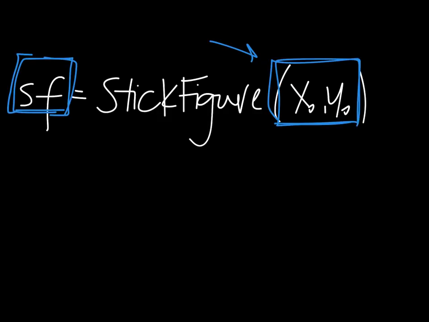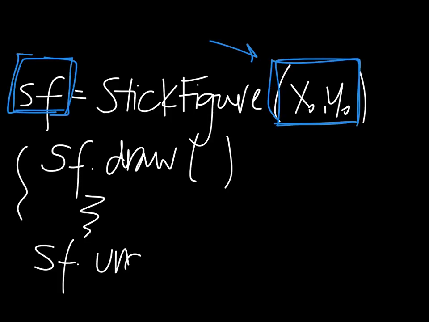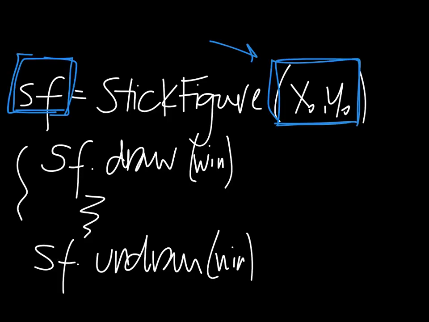So if you remember what we were trying to do from the previous video, we want to do this. We want to create our stick figure, then ask it to draw it, and later on in our client code, we want to be able to undraw the whole stick figure. Okay, what we pass to it will be a window. Okay, and again, this question of what we pass to these will change.